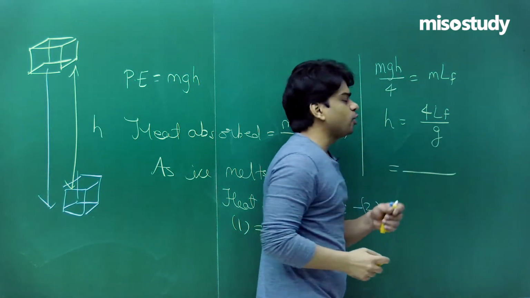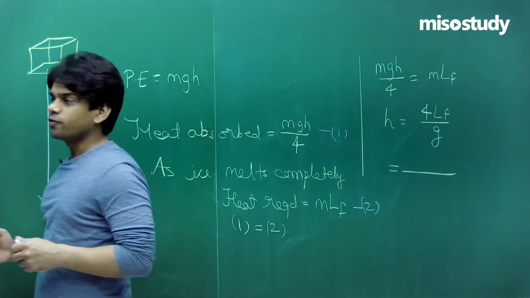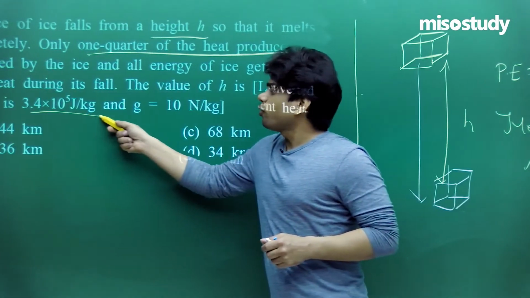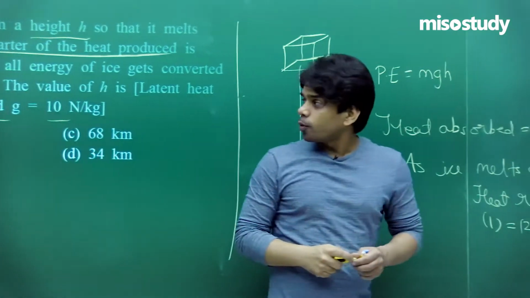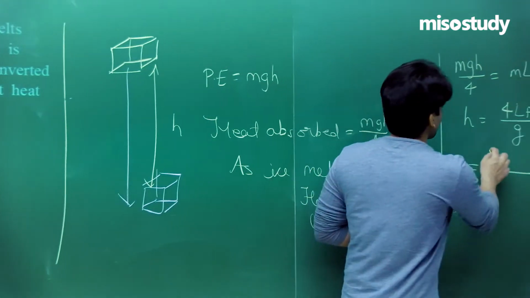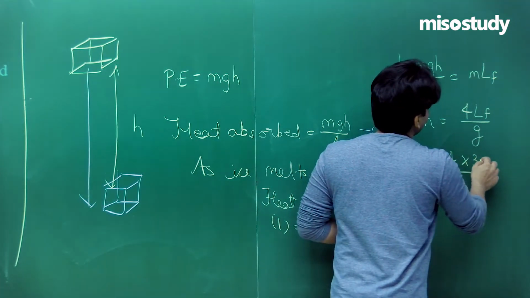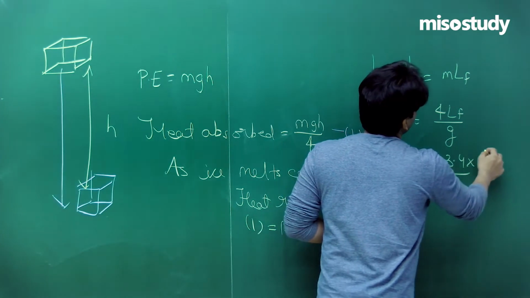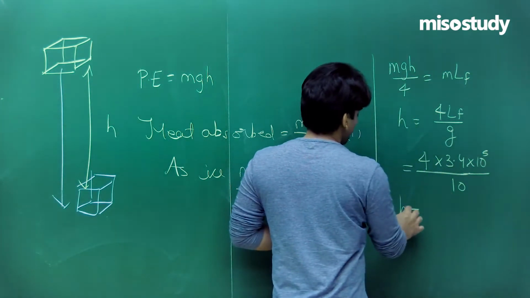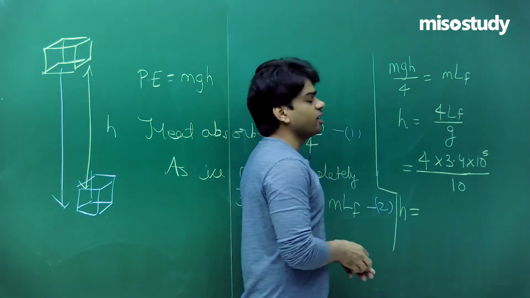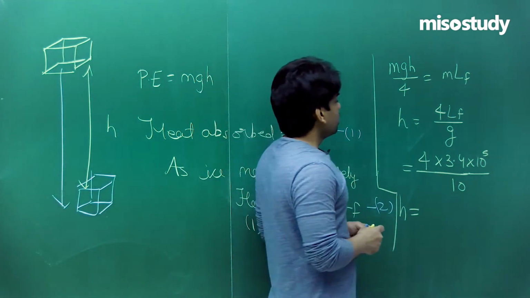Clearly, now put in the values of each of the things. Lf, if you see, is 3.4 into 10 to the power 5, in proper SI units. g is 10. So 4 into 3.4 into 10 to the power 5 divided by g, the value of which is 10. I believe that you can clearly identify and calculate this.